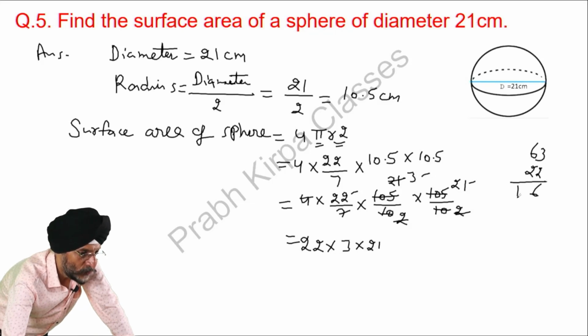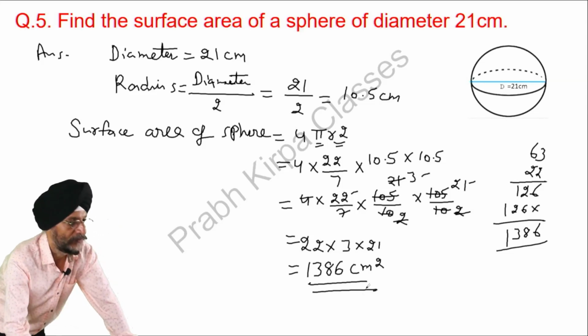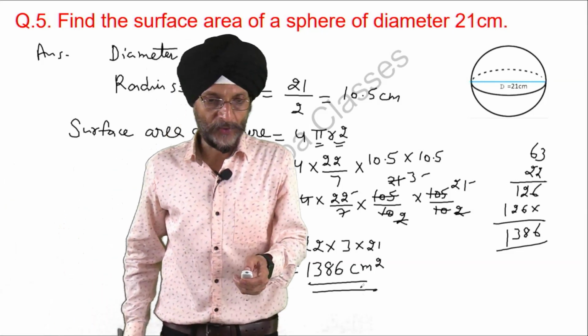2, 3, 6, 2, 6, 12, 6, 8, 1, 3, 8, 6. 1386 square centimeter. This is the surface area of this sphere. The answer is before you.